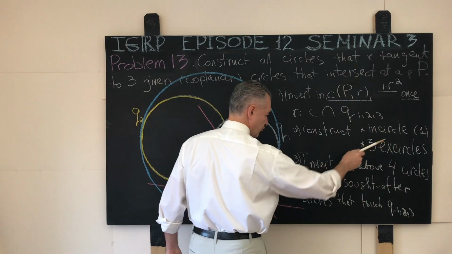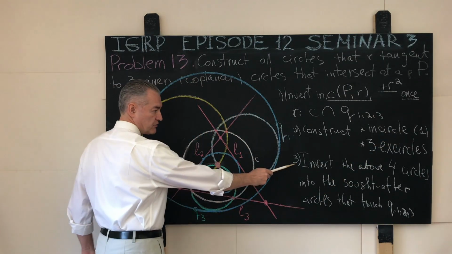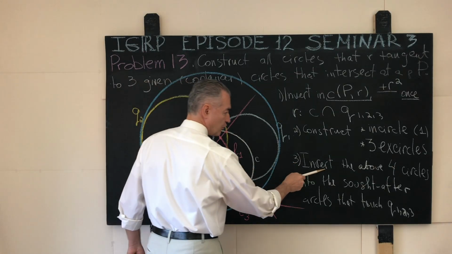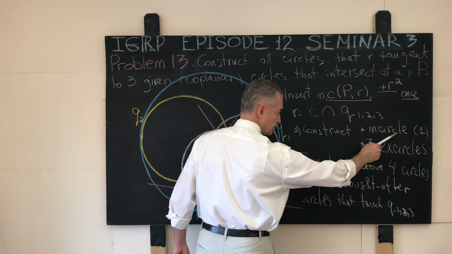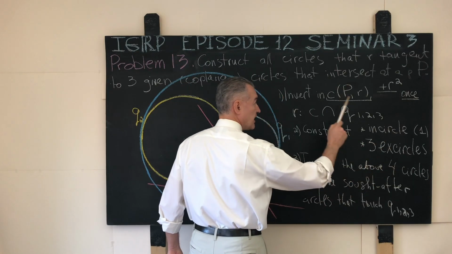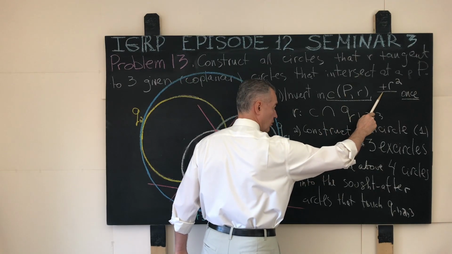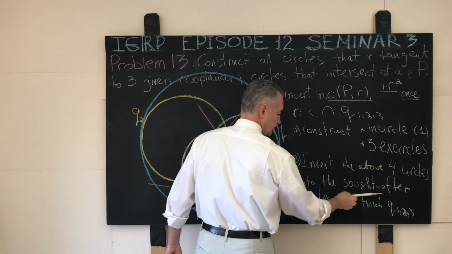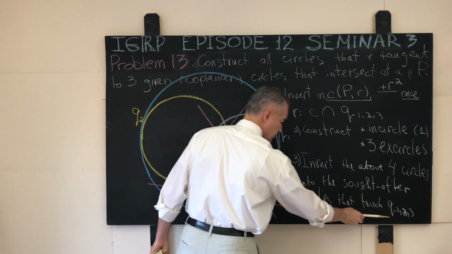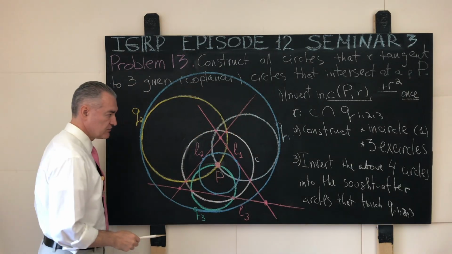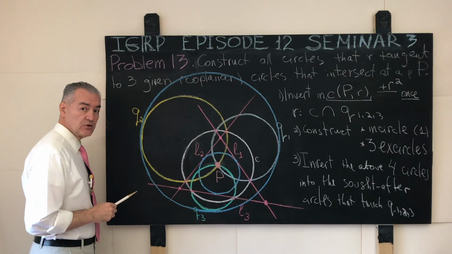Once you construct these four objects, as step number 3 of our algorithm, you invert the parent plane, which means the above four circles that we constructed in the previous step, in the same circle, with the same center, with the same radius, with the same power, also once, into the sought-after solution circles that touch all three given circles that intersect at a given point.